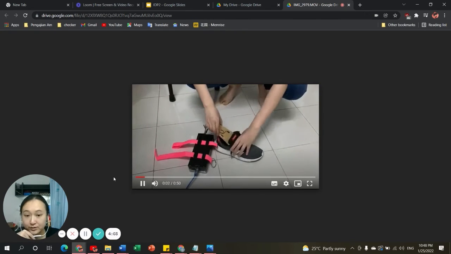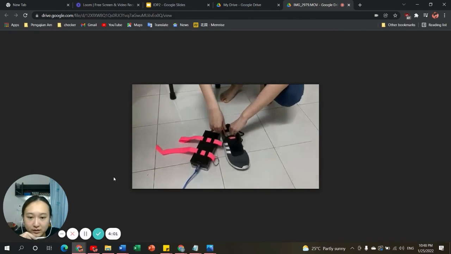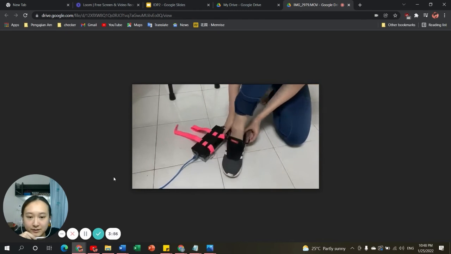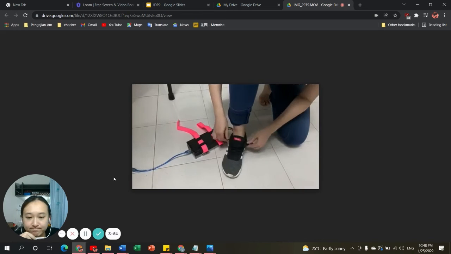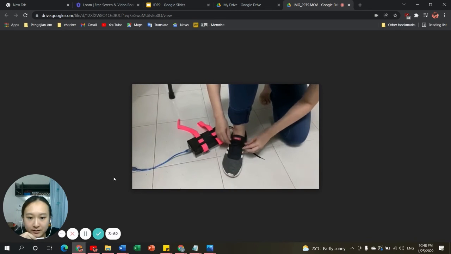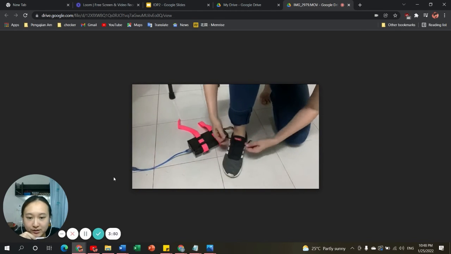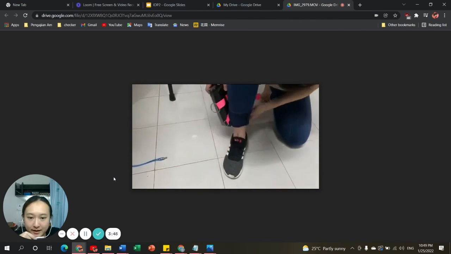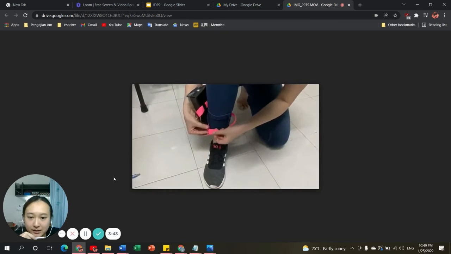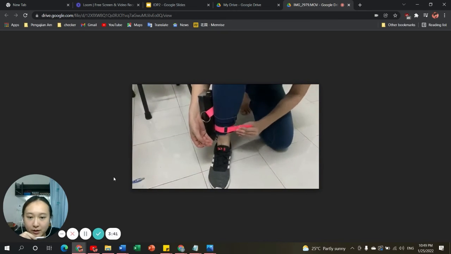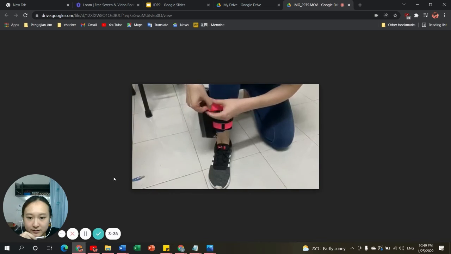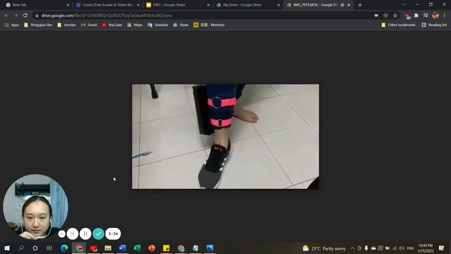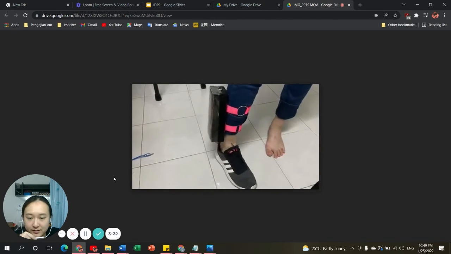Next is how we use the product. First we put the insole into our shoes, then wear our shoes. Make sure the shoes are tight. And then we fix the casing with the belt on our shank. That's how we use it.